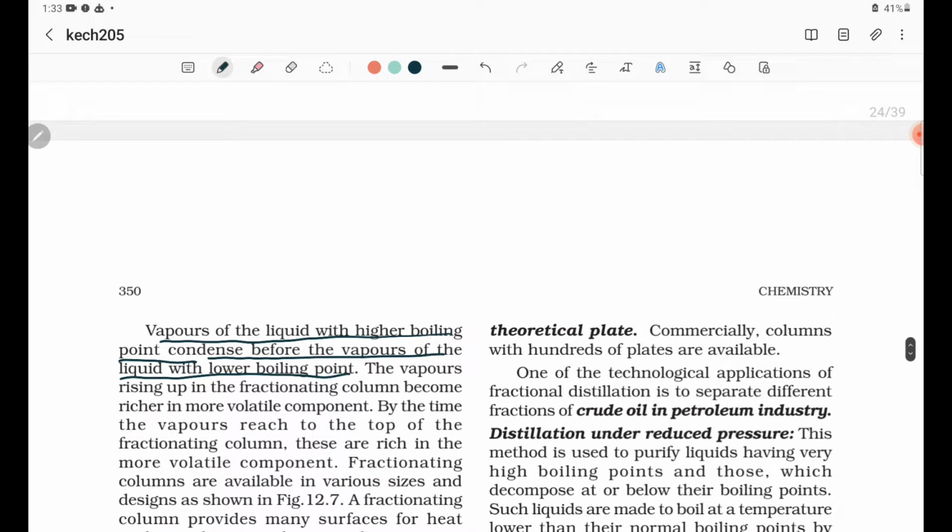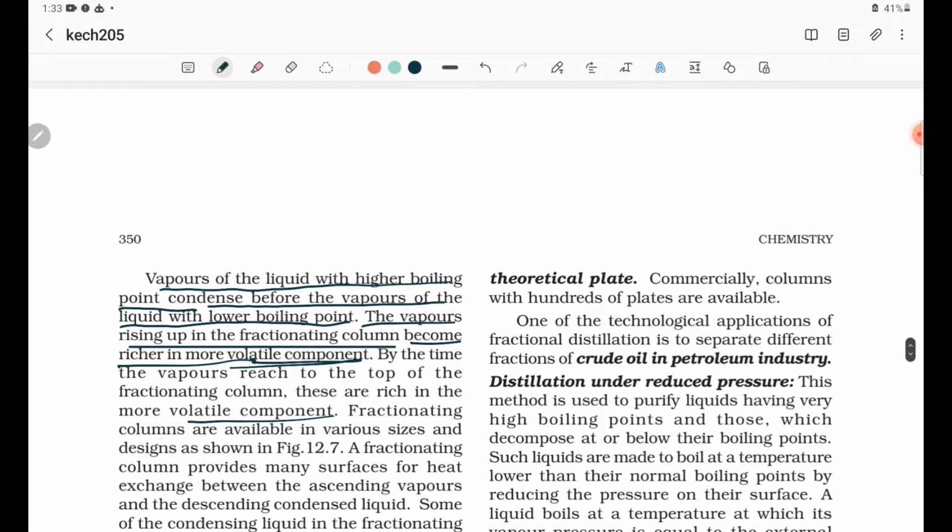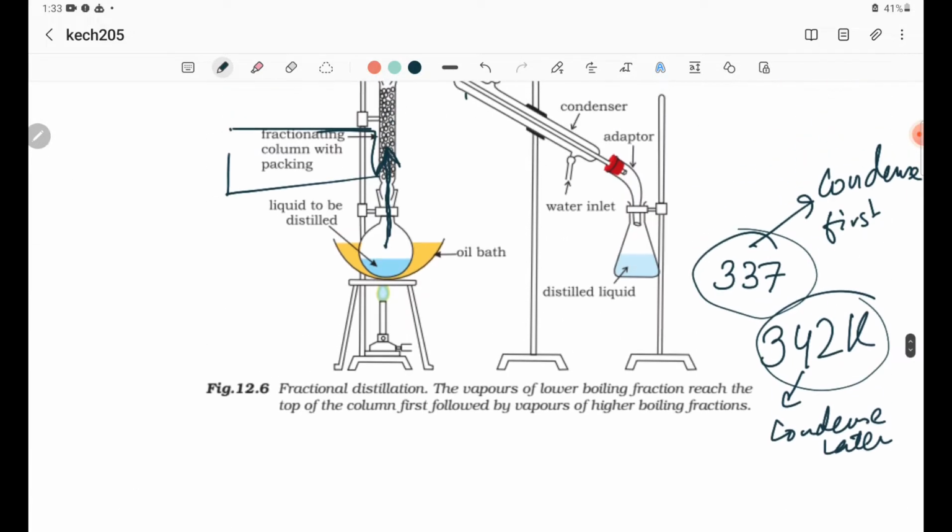Understood? Now this is a very important topic, listen to this very carefully. The vapors rising up the fractionating column become richer in the more volatile compound. By the time the vapors reach the top of the fractionating column, they are rich in the more volatile compound. Fractionating columns are available in various sizes and designs, shown in 12.7.